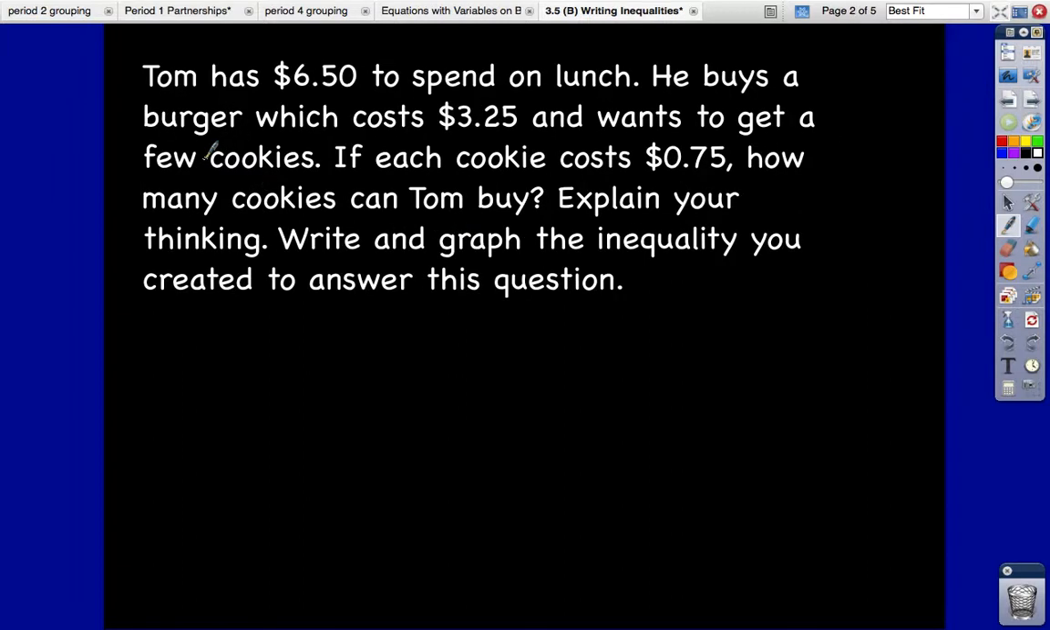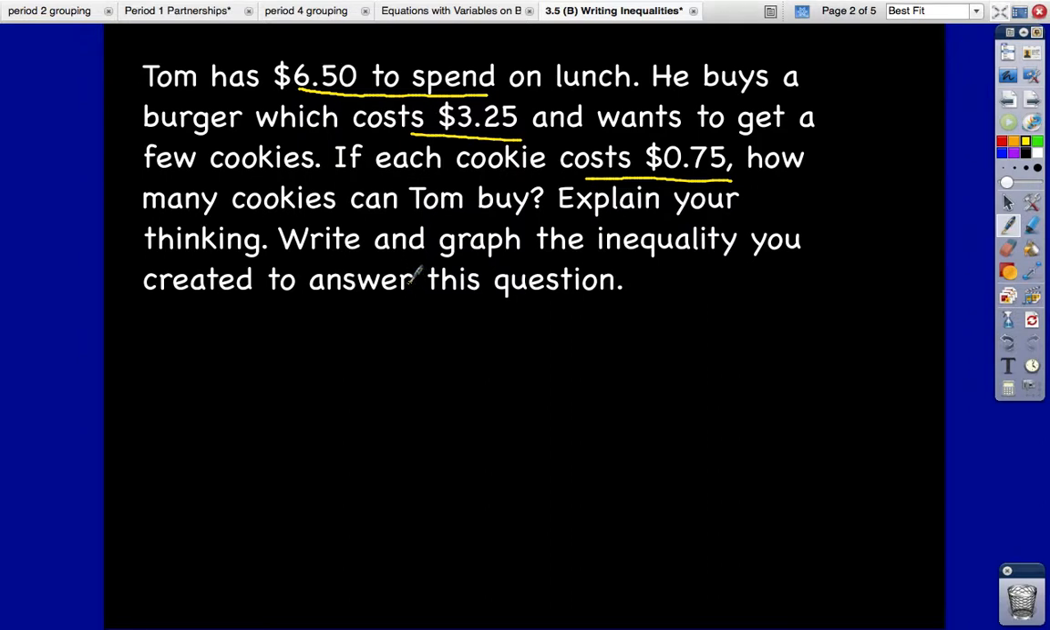Remember, the first step in word problems is to not freak out. Second step is to read it. So Tom has $6.50. That's how much he has to spend. So I'm gonna underline that because I think that's important. On lunch, he buys a burger which costs $3.25 and wants to get a few cookies. If each cookie costs 75 cents, how many cookies can Tom buy? Explain your thinking. Write and graph the inequality you created to answer this question.